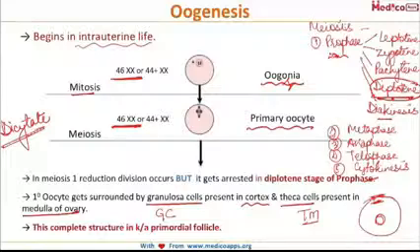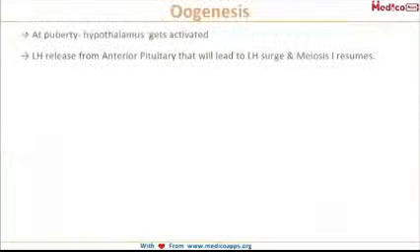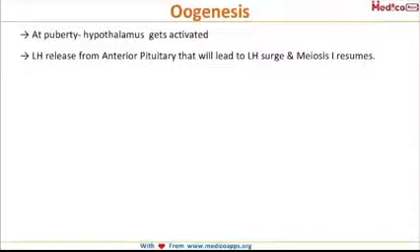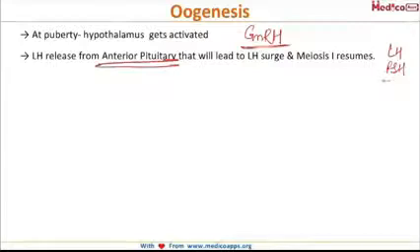Now this primary oocyte, as we said, till puberty remains arrested in the diplotene stage of prophase. So what happens at puberty? At puberty, the hypothalamus gets activated. Now this hypothalamus releases a hormone GnRH, that is the gonadotropin releasing hormone, in a pulsatile fashion. Now this GnRH acts on the anterior pituitary and it leads to the release of two hormones, LH and FSH. About FSH we will talk later on.